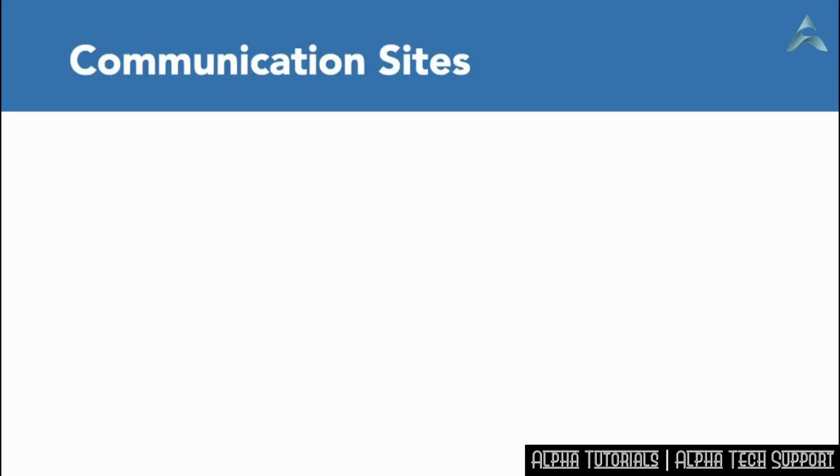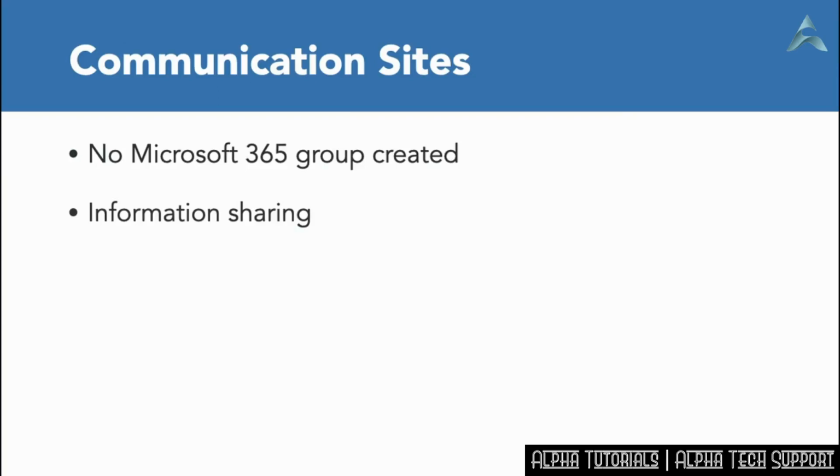Communication sites are not meant for collaboration, so when you create a communication site, you don't automatically generate a Microsoft 365 group. Communication sites are meant for sharing information from a subgroup to a much larger group. For example, from your sales team to your entire organization.